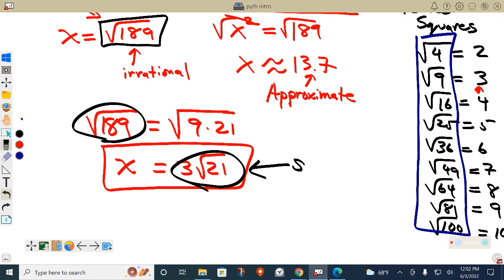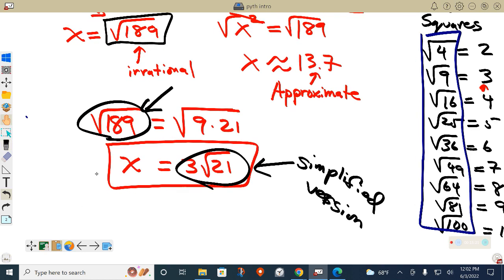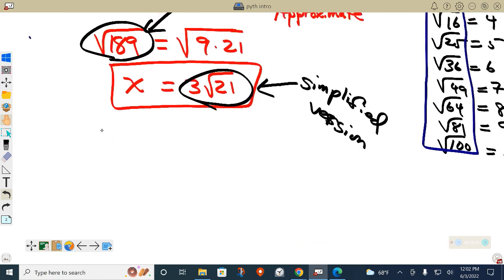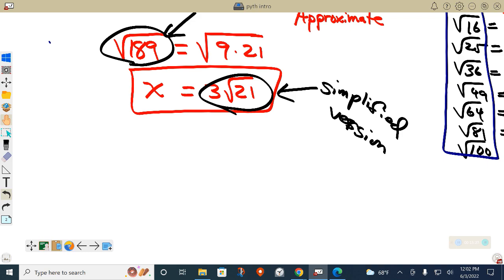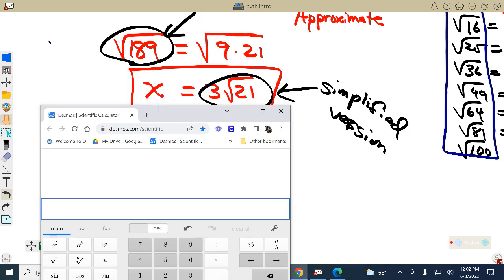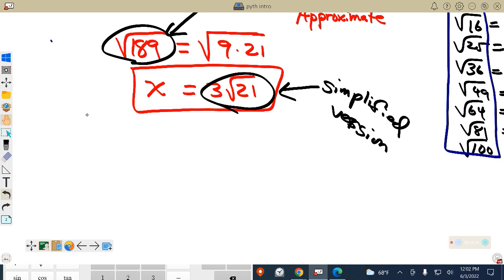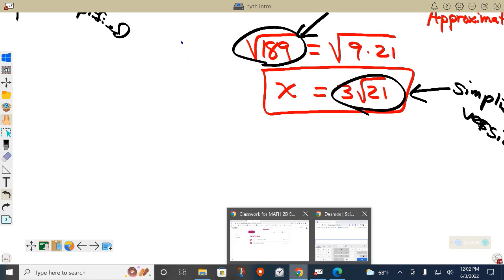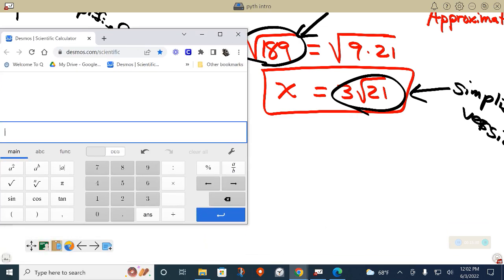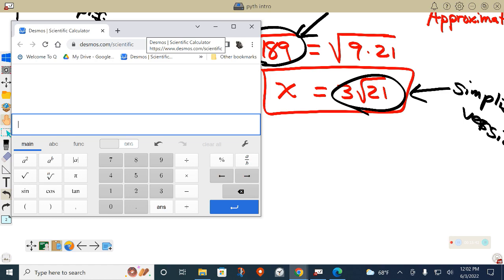But this is just a simplified version of rad 189. Go and write this down. If you're doubting me, let me prove it to you. Some of you are doubting me. I could see it. I'm going to press on a calculator, square root of 189, watch. For you doubters out there, let me show you that's the same thing. It's the same value. Square root of 189, watch this.